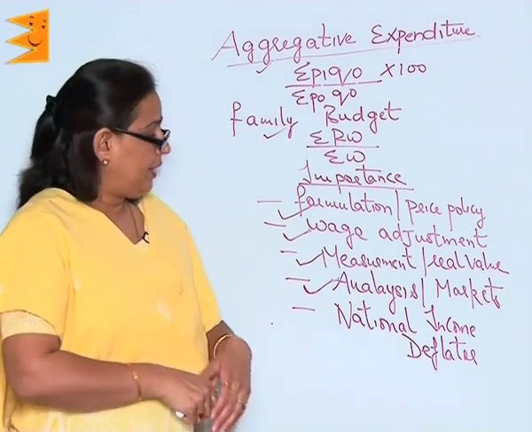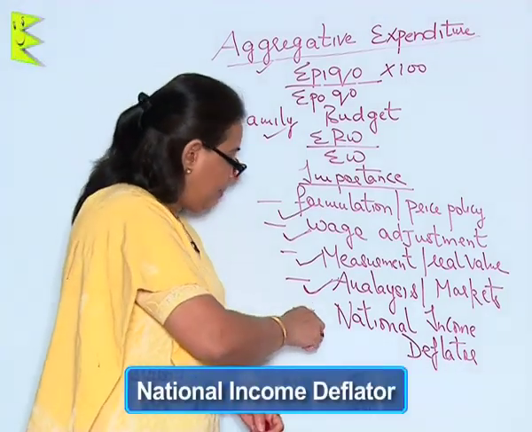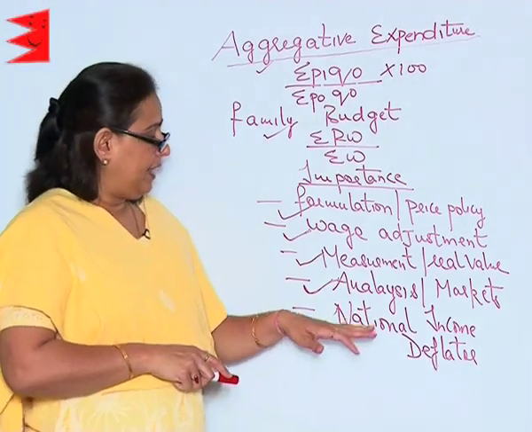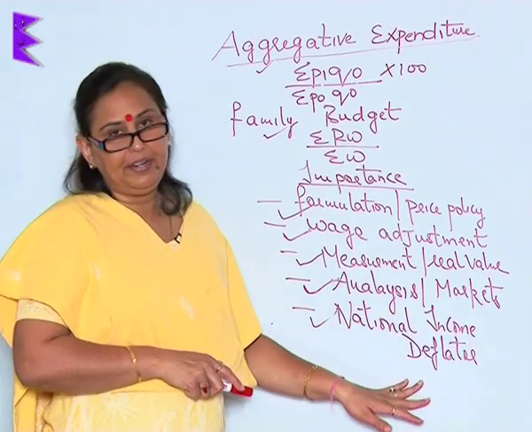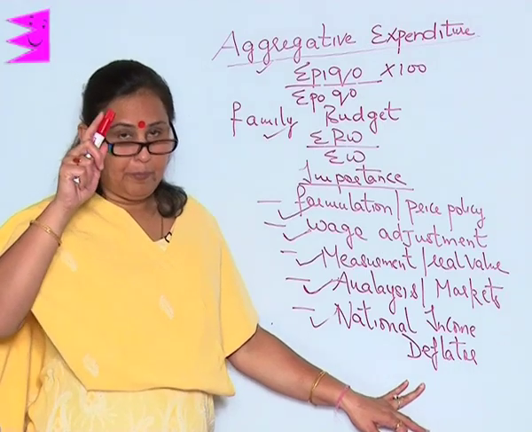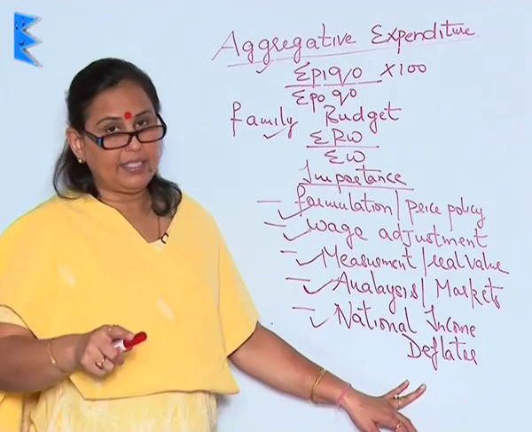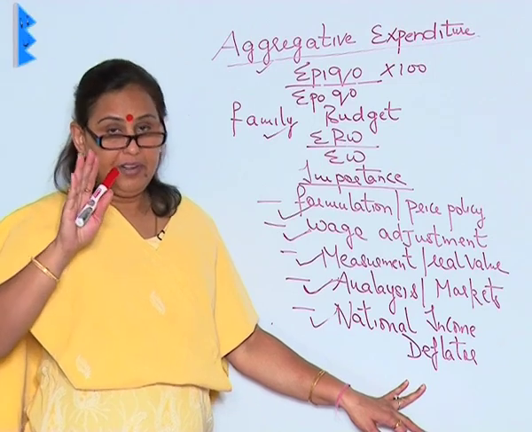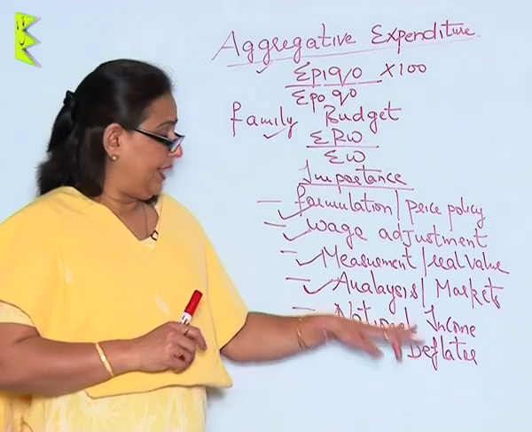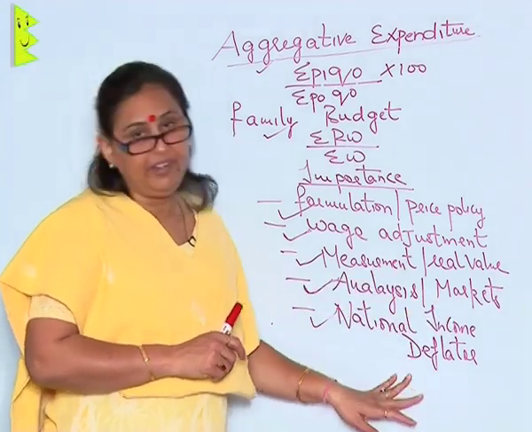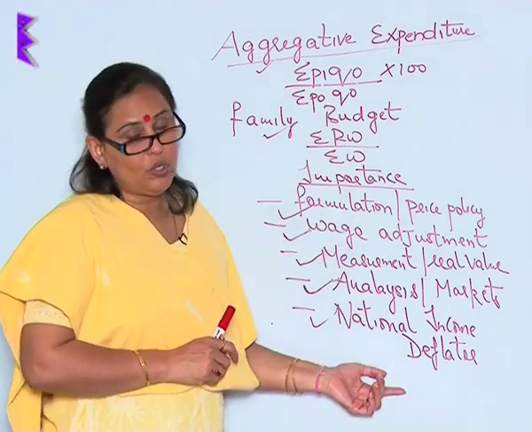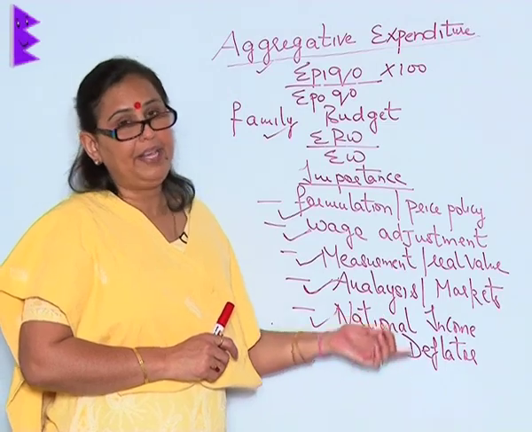Next is the national income deflator. The price index number is in fact the national income deflator, that is, in the national income. It is the consumer price index which gives us the real value of our national income. Thus, it is the national income deflator. Thus, these are the importance of the consumer price index.